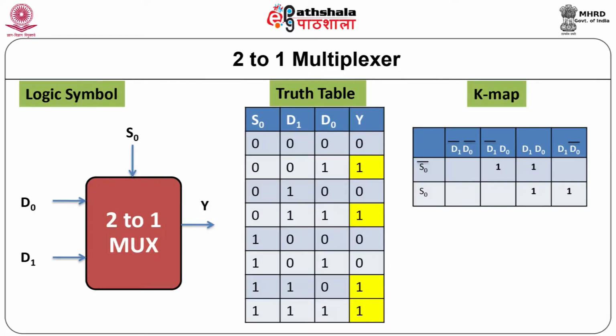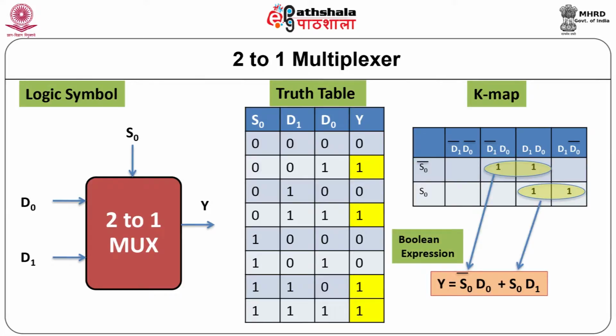Write 1s in the cells where the output is 1. In this K-map, we have written 1 in 4 cells as shown here. Using the K-map, let us now identify neighboring cells and form the groups or pairs. In this example, it is observed that there are 2 groups possible. From the first pair, we can eliminate D1 as it is changing in the pair. Thus, this pair contributes S0 bar D0 in the output.